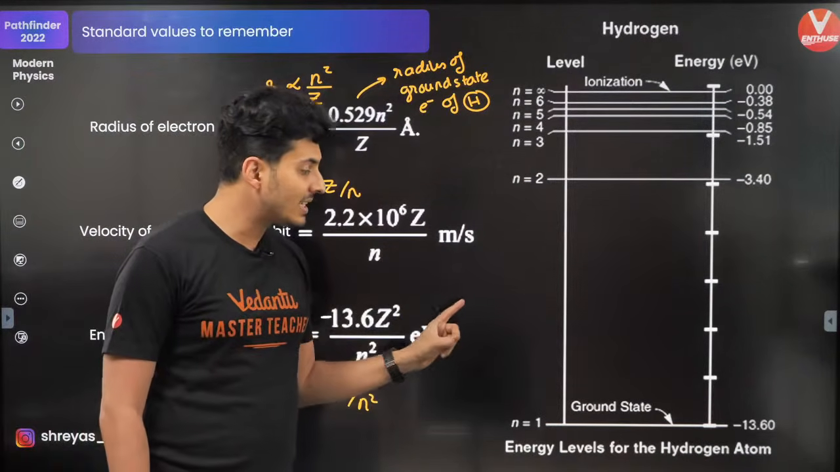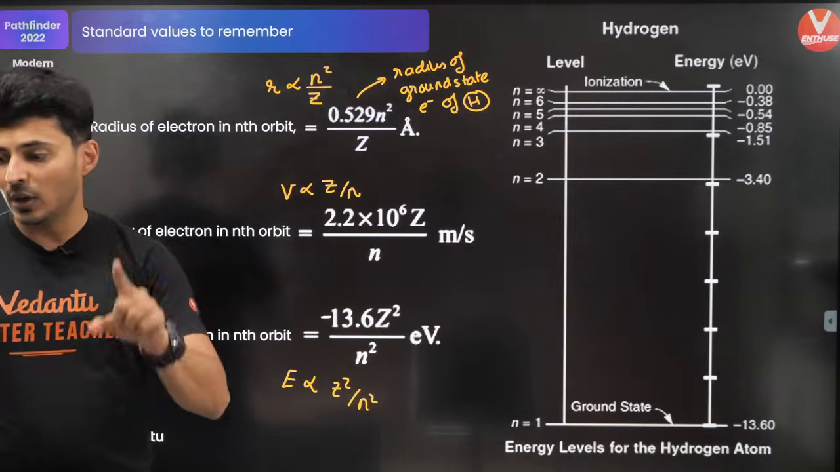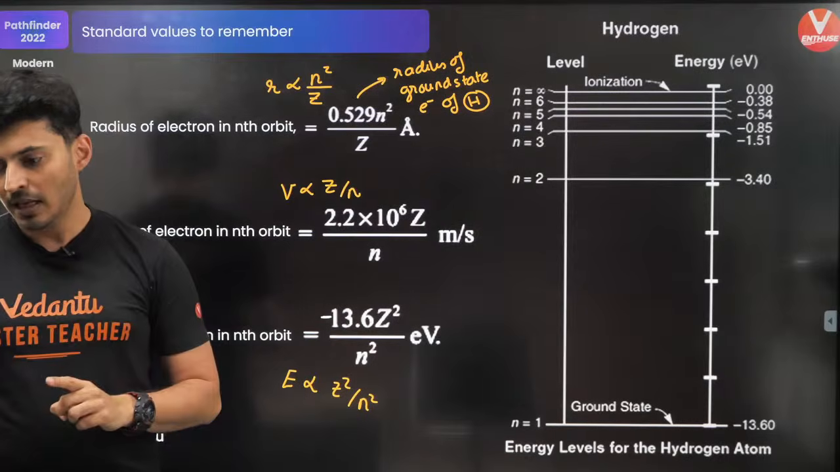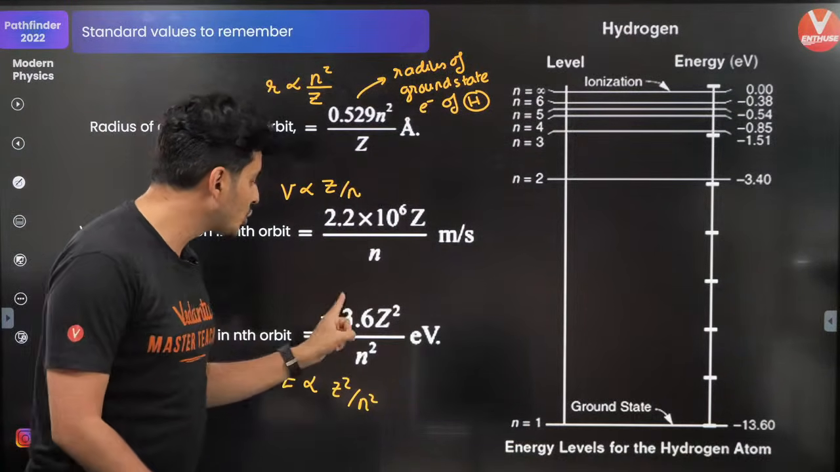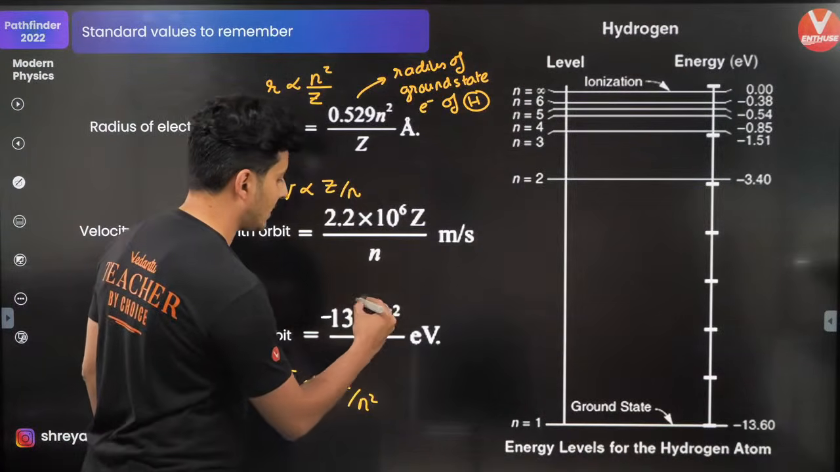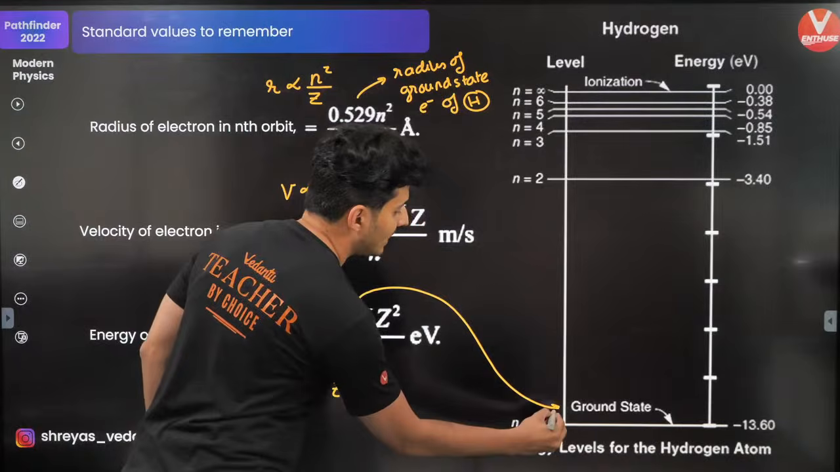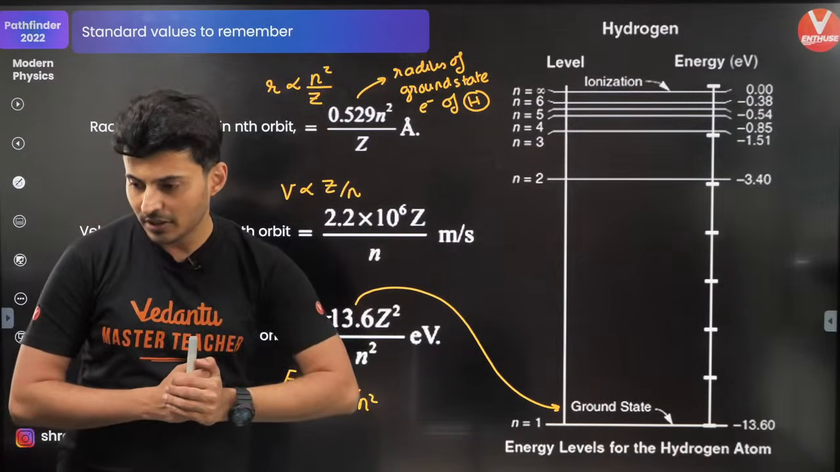That 13.6 is nothing but the ground state energy of your hydrogen atom. Ground state energy of your hydrogen atom. Very, very important. You should remember this. In fact, I'll mark it right over here. So this is basically your ground state energy for a hydrogen atom. Keep this in mind. Clear, my warriors?